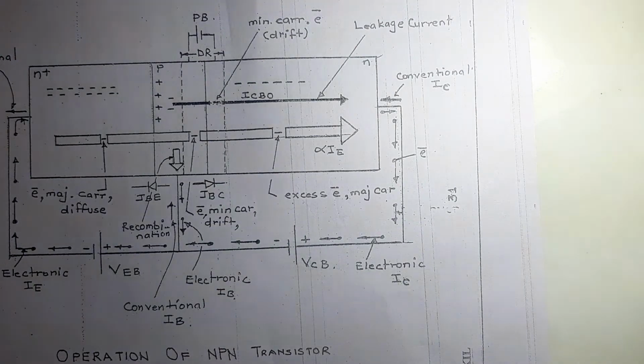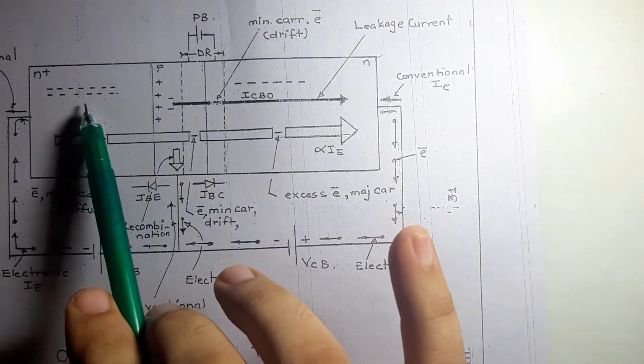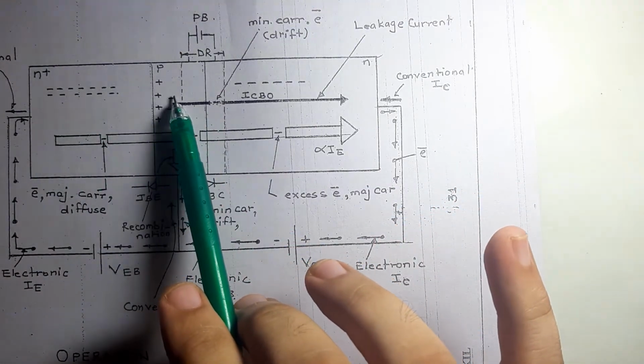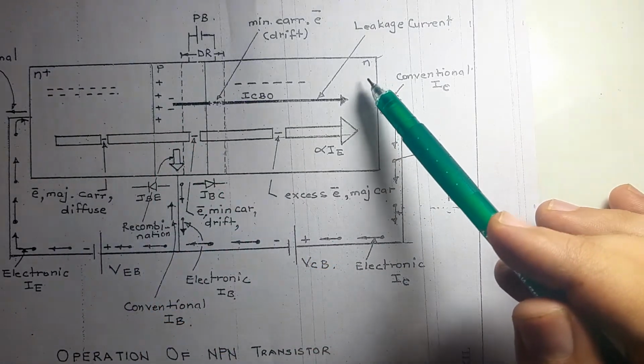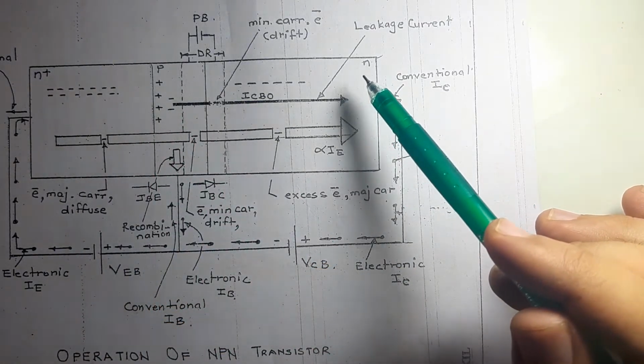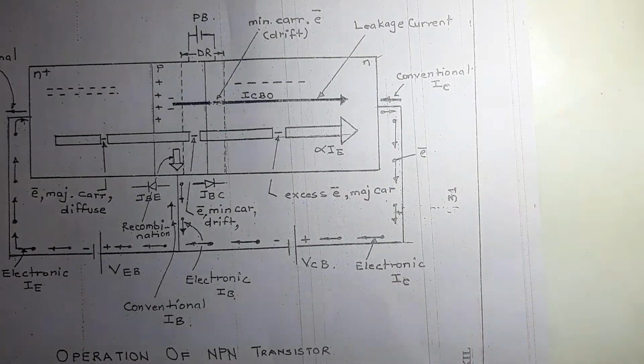So let me explain it to you. Now this is where the N region is heavily doped. The P region is very thin and lightly doped, and the collector region over here is moderately doped but largest in size. So these are all the parameters that we need to keep track of.